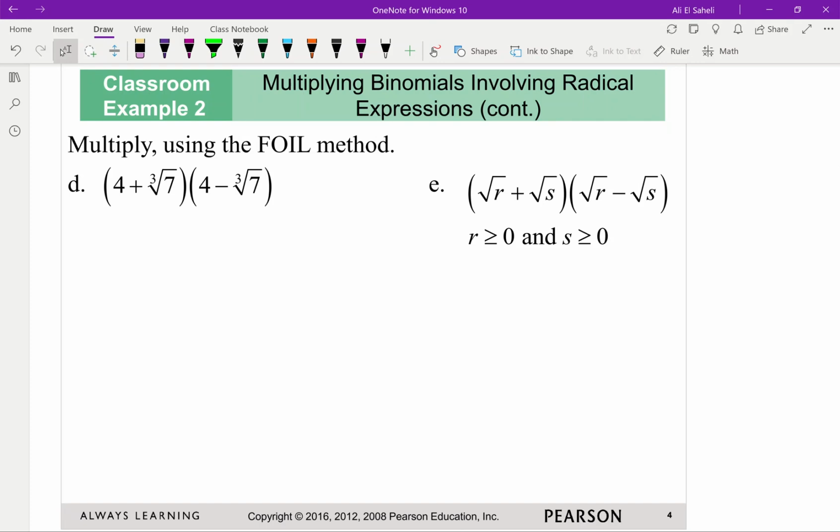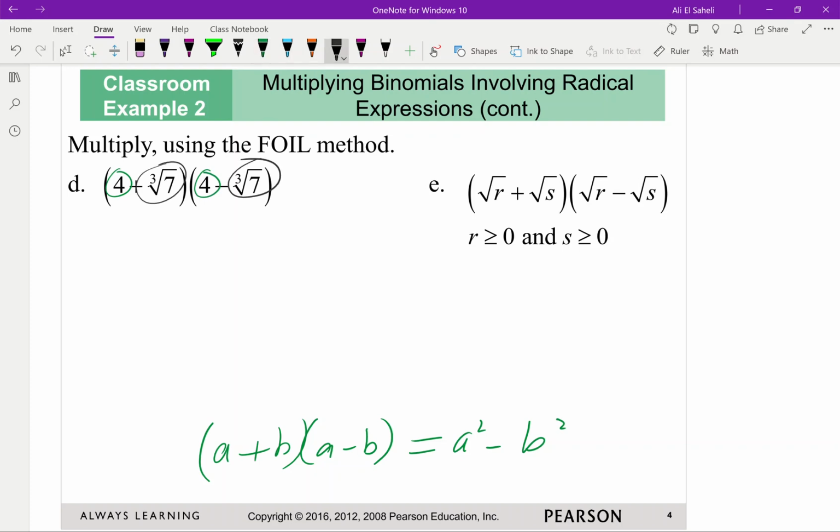Multiplying binomials, again with radicals. Now we have the cubic root. 4 times 4 is 16. All right, okay. I just noticed something here. It's the same trick as before. You have A plus B, A minus B. So this is A squared minus B squared. This is A, and this is B. Okay, regardless of the sign.